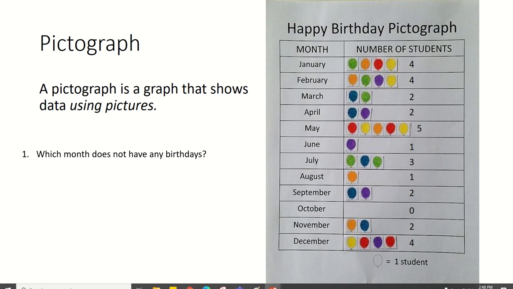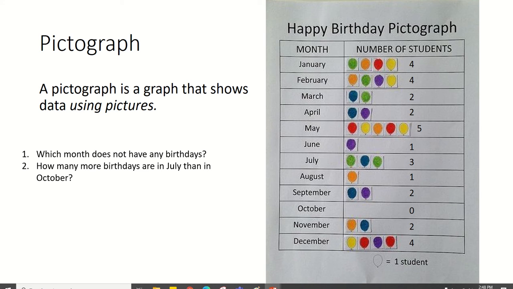Which month does not have any birthdays? Can you look at the graph and figure out which month does not have any birthdays? October, of course. October is showing that it does not have any birthdays. Let's answer another question.